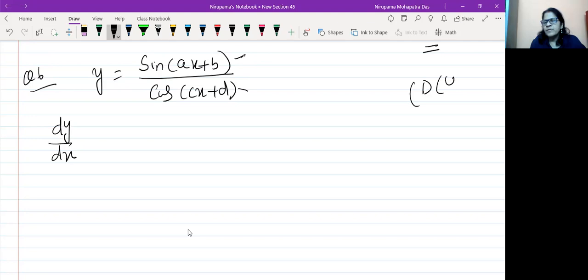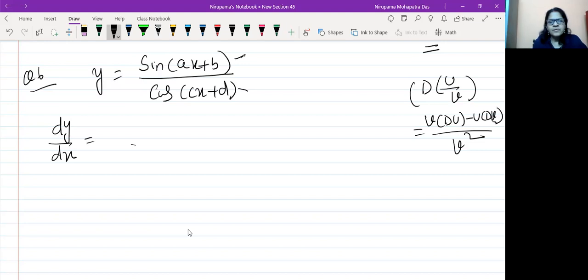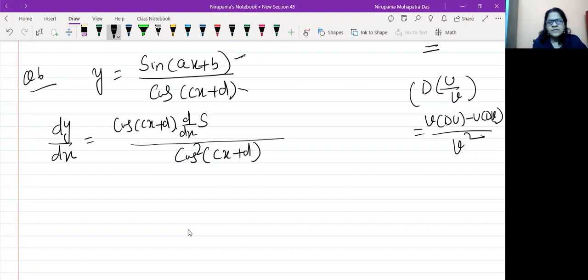Derivative of u by v, quotient of two functions, we take like this: v square, v into derivative of u minus u into derivative of v. Okay, so here also similar way we can do it. Square of denominator, cos square cx plus d. Okay, cos cx plus d, d by dx of sin ax plus b, minus sin ax plus b into d by dx of cos cx plus d.